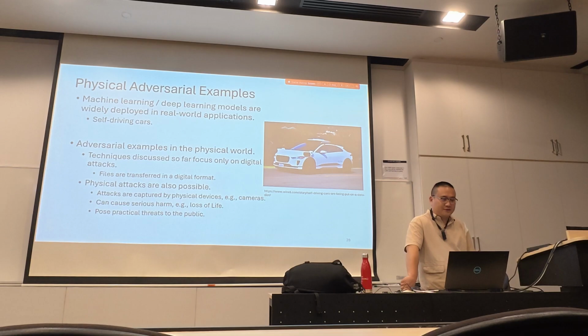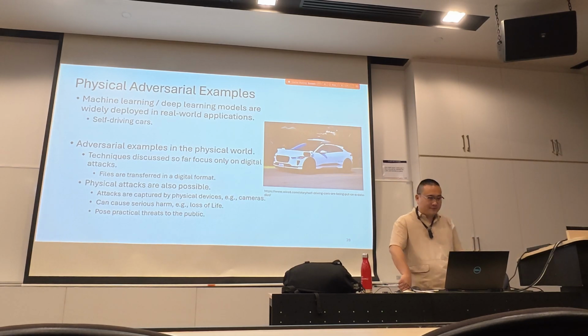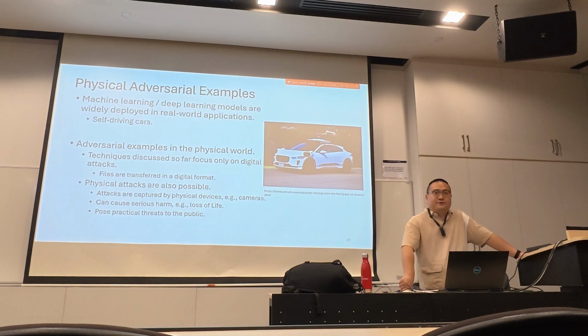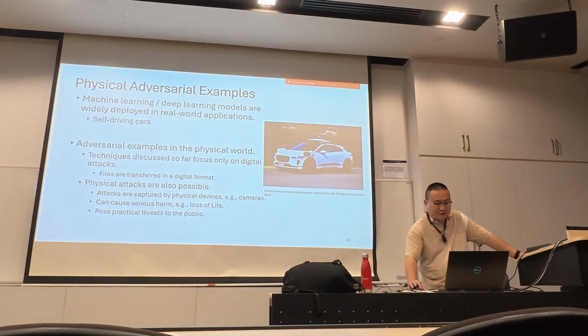So next we talk about physical adversarial examples. Previously we only talked about digital attacks. The attacks are generated using algorithms, and then we pass the attacks to the target model in digital format. However, in the real world, most of the time we cannot touch the target model. For example, the model is deployed in a self-driving car. So we cannot pass, for example, an image or video in digital format to the target model. Instead, the model will use the camera to capture the image or the video, and then the video or image will pass to the model.